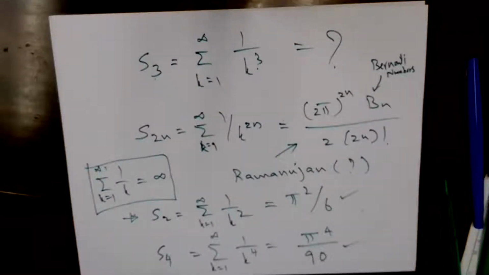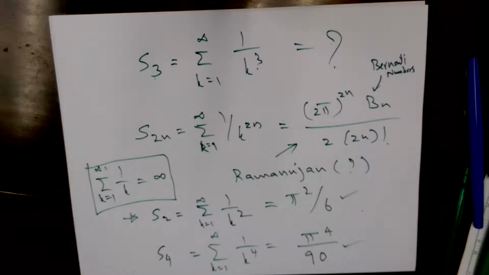This is an interesting problem. The problem is to find the sum of the inverses of the cubic powers of natural numbers: 1 plus 1 over 2 cubed plus 1 over 3 cubed, etc. So we want to sum it up.